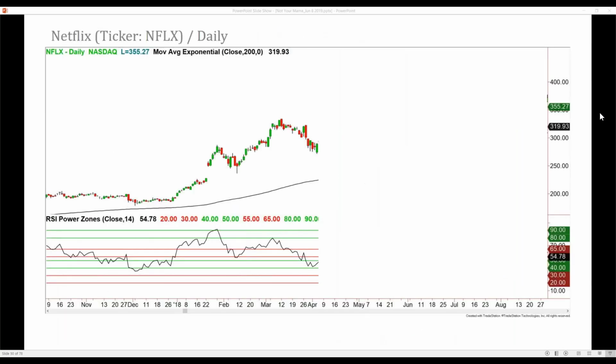So let's go back to our Netflix chart, which I put out in front of the world April 2018, and I said this. I painted this signal out. So we have a bullish divergence in the bull support power zone.